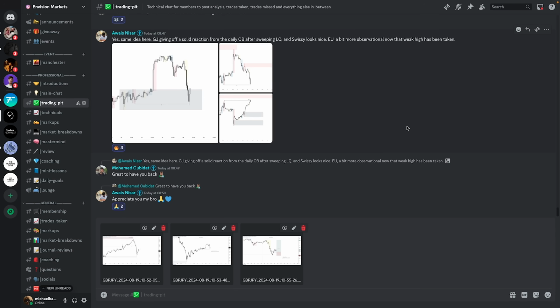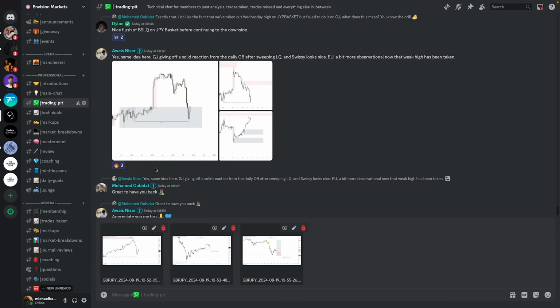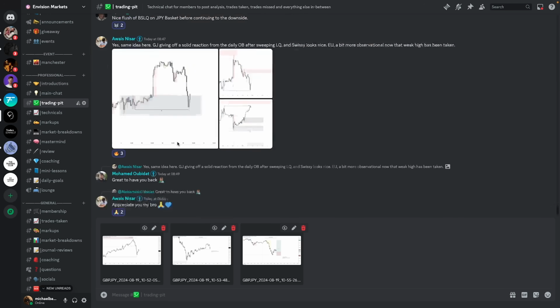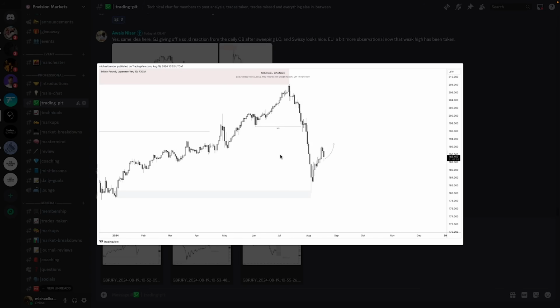Because I'm looking at GJ, I'm now throwing that in the trading pit chat. So this is something that everyone else was looking at as well. Aveus looking at the same thing, different members, Dylan, same thing. So what I normally do is before an entry or sometimes mid-entry, I will showcase what I'm looking at. And also you can compare it back to the markups that I'm looking at in the morning. It's just built on the same narrative.